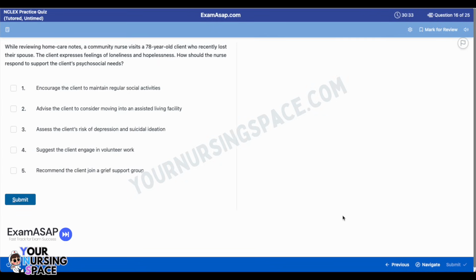Here are the options. Option 1. A. Encourage the client to maintain regular social activities. Option 2. B. Advise the client to consider moving into an assisted living facility. Option 3. C. Assess the client's risk of depression and suicidal ideation. Option 4. D. Suggest the client engage in volunteer work. Option 5. E. Recommend the client join a grief support group.